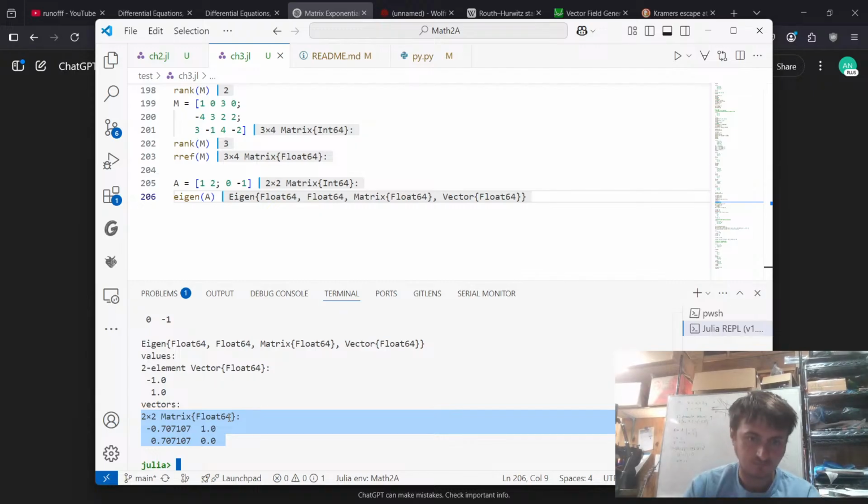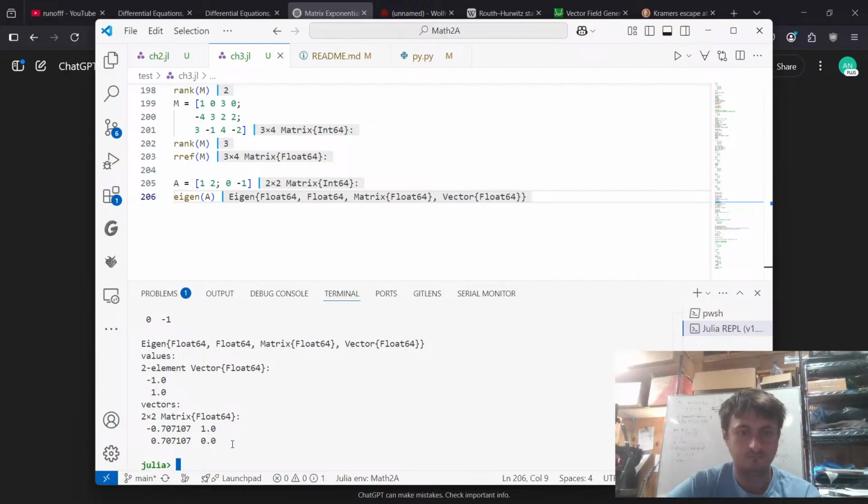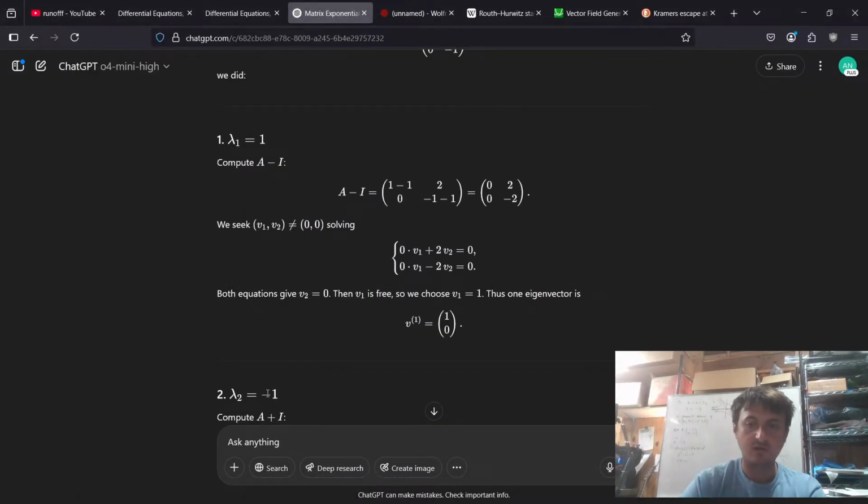Wait, what? So that's minus an x plus a y. So that's like on this line. And then 1, 0. Okay, see, that's what we need. We need to plot those eigenvectors. Because if you plot those eigenvectors, you get the boundaries for where trajectories start to change.